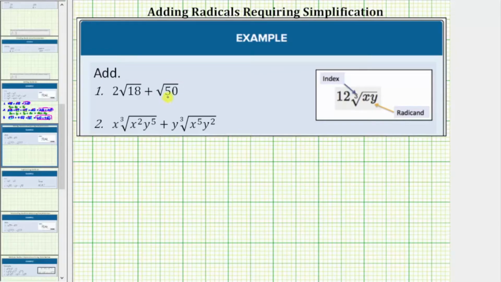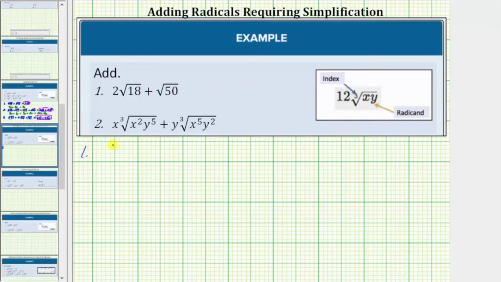We're asked to determine the sum of the given radical expressions. In order to add radical expressions, we must have like radicals, which are radicals in which the radical part is exactly the same, which means like radicals have the same index and the same radicand. However, before we identify the like radicals, we must first simplify each radical completely.